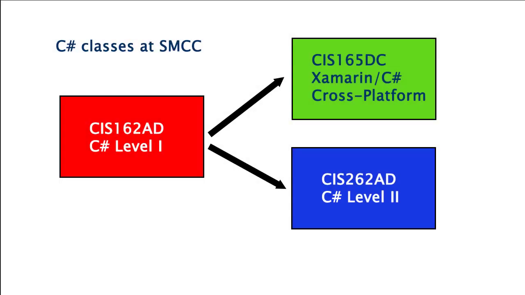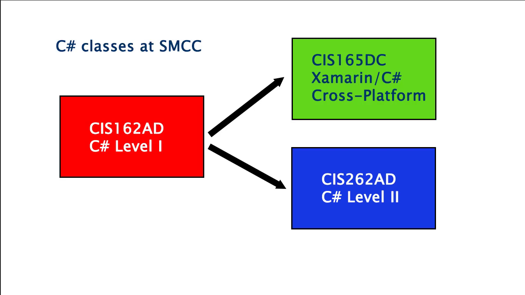Here at South Mountain Community College, we offer 3 courses in C#. The first one is CS 162 AD, C# level 1. I'm going to assume coming into this course, if you're a student here, you've never done any programming before. If you've never done programming, but you're interested in learning how to create applications, particularly for the Windows environment, 162 AD is strictly Windows development. It's a great place to start. It is a prerequisite for our other 2 courses.